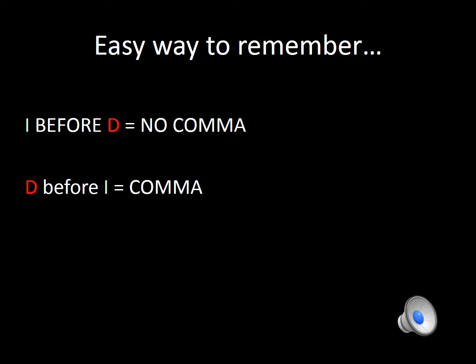So this is a really easy way to remember how to punctuate your clauses. Always remember, I before D means that there is never a comma between the two clauses, and D before I means that there is always a comma between the two clauses. I before D, no comma. D before I, put a comma.